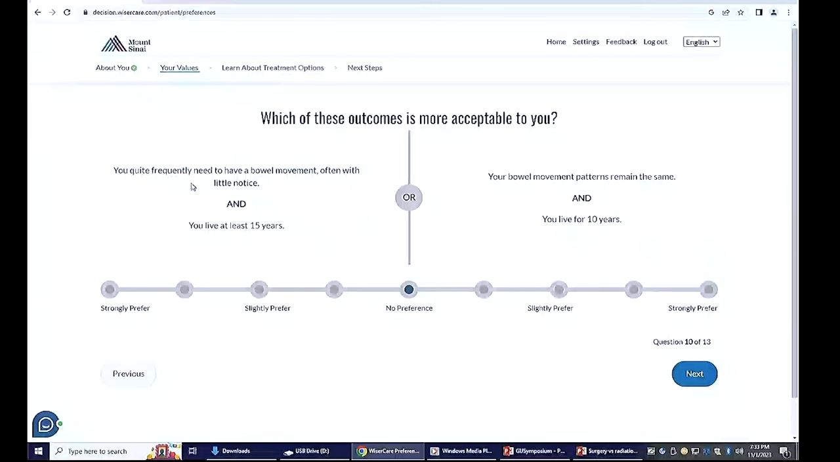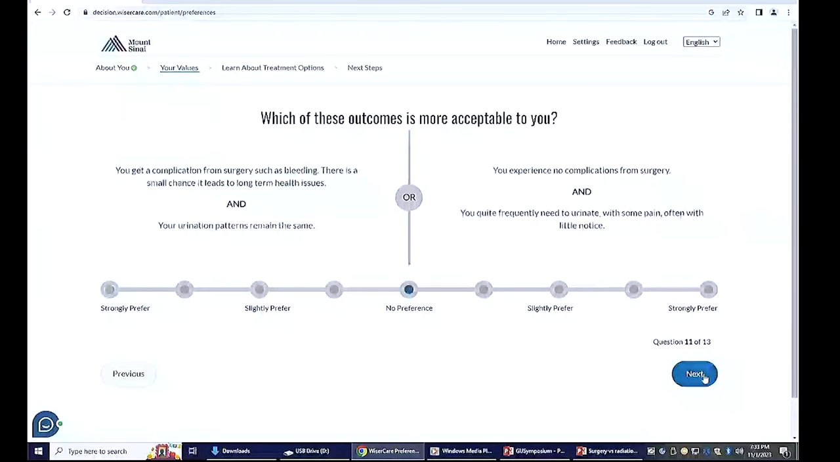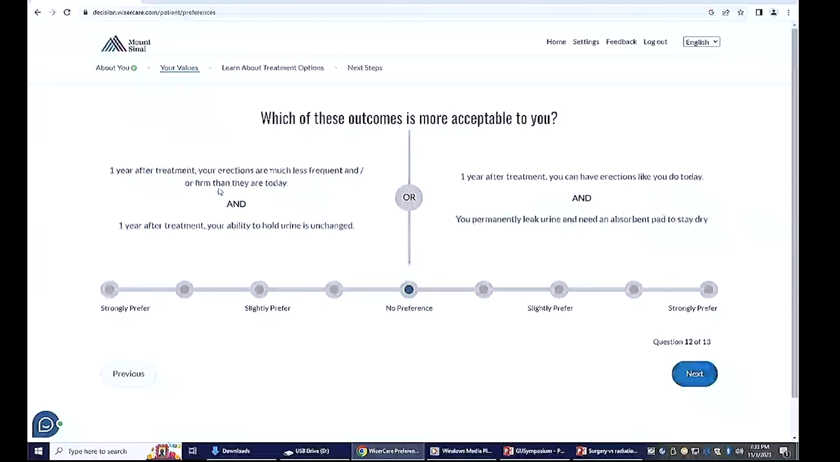have. Frequent bowel movements, often with little notice, but live 15 years. No problems in bowels, live for 10 years. Strongly prefer. One year after treatment, problems with erections, but no problems with urination. 1 year after treatment, no problems with erections, but you're leaking urine. Left. Strongly?